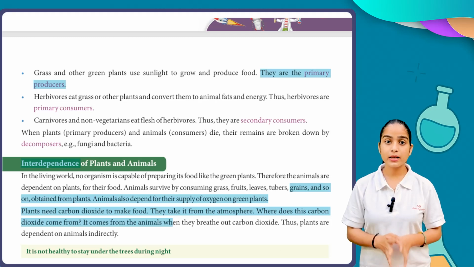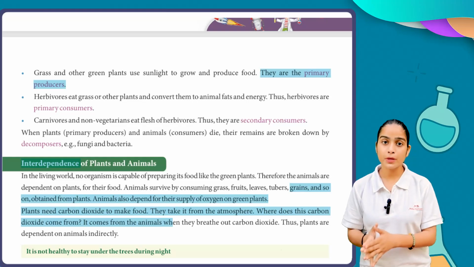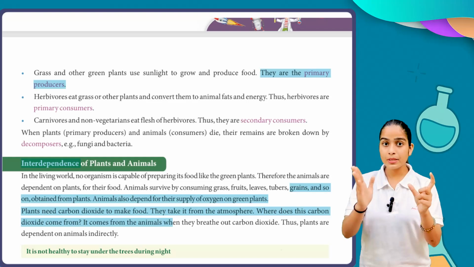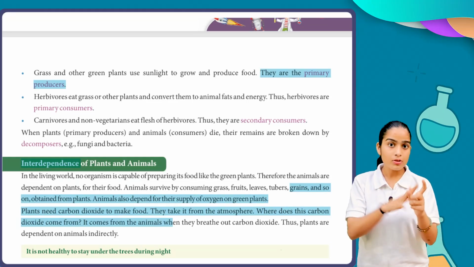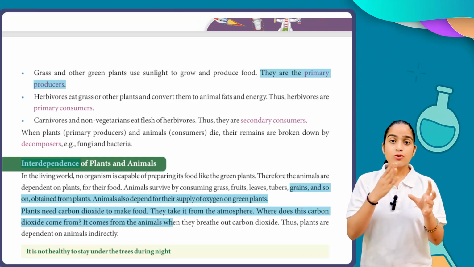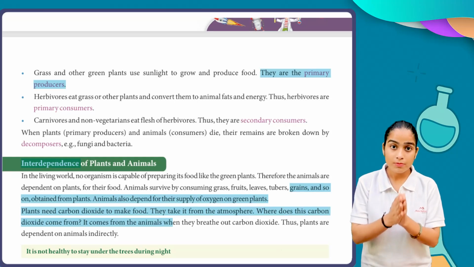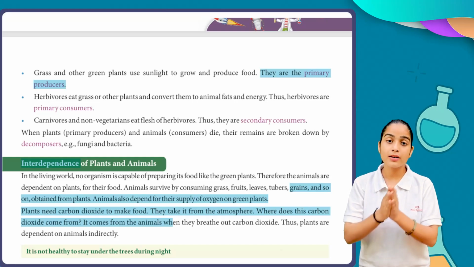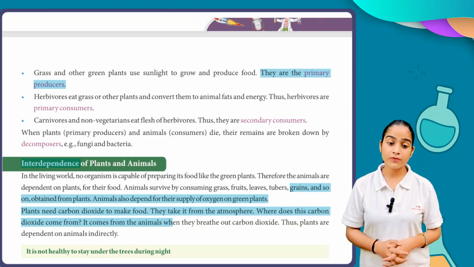So what we understand here is that when plants make their own food, they are referred to as primary producers. Okay, and these primary producers are eaten by herbivores, because plants are eaten by animals or human beings who are vegetarian, so those are referred to as primary consumers. Now these herbivorous animals are eaten by carnivorous animals, so those are referred to as secondary consumers. Carnivores and non-vegetarians eat the flesh of herbivores, thus they are secondary consumers.